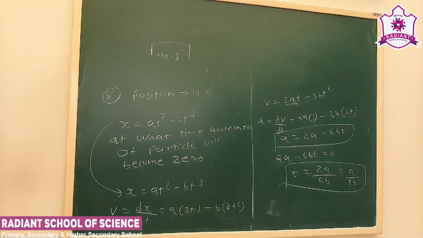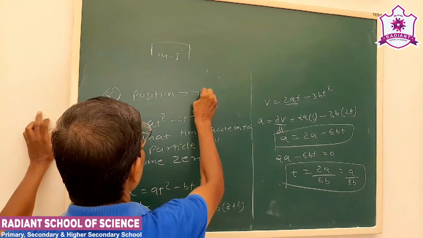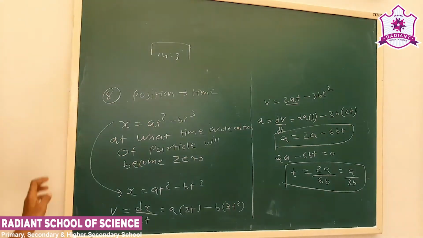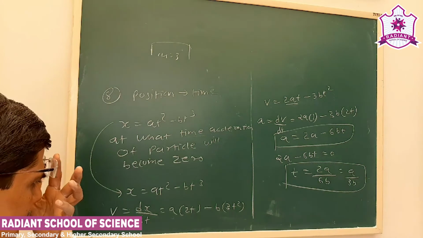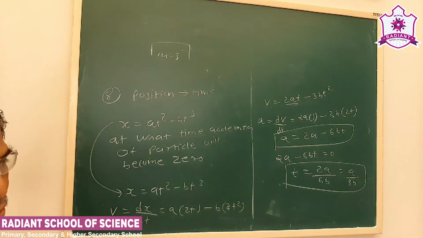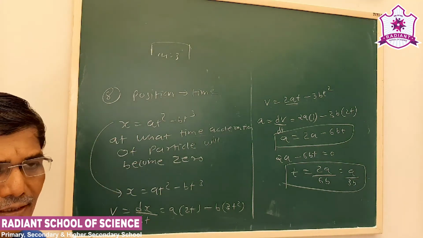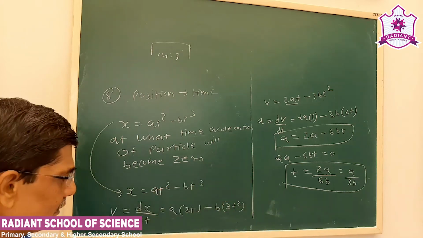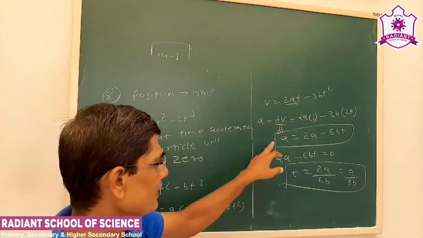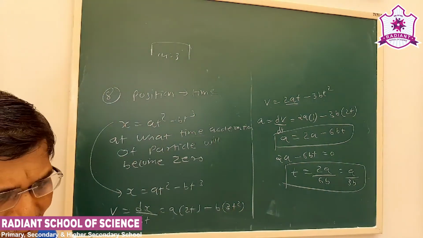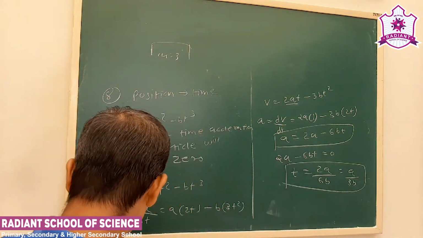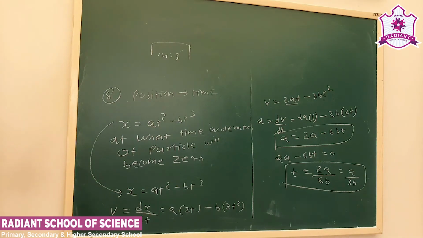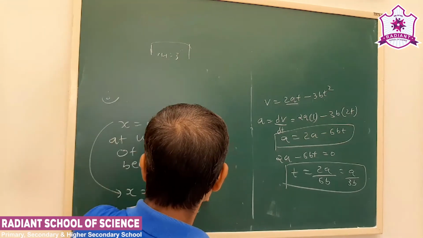Now here what we are given is a position time relation. We are being asked at what time the acceleration becomes 0. So to get the acceleration from x, we have taken the derivative two times, that is dx by dt is v and dv by dt is a. Then we equated the equation obtained with 0, so we get the time at which the acceleration becomes 0.